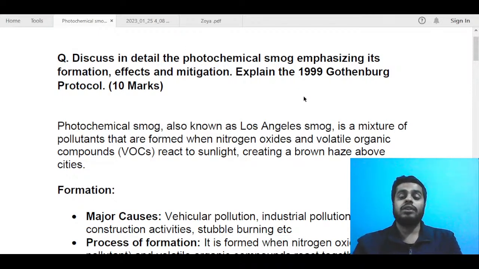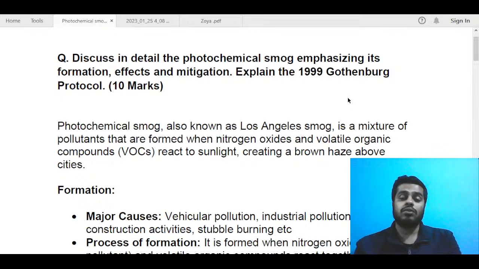In the next part, you just had to talk a bit about the Gothenburg Protocol: what it was, what its major objectives were, what its aim was, and what it basically related to. If you could have even talked about that in 4 or 5 lines, I think you should have got decent marks in this answer.